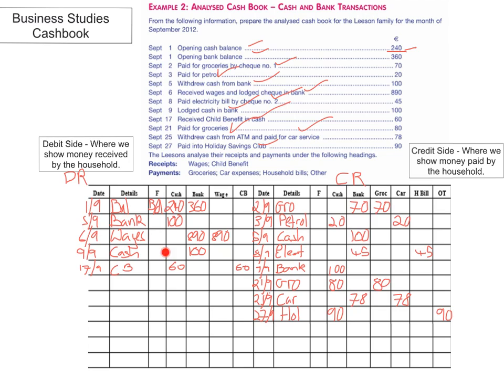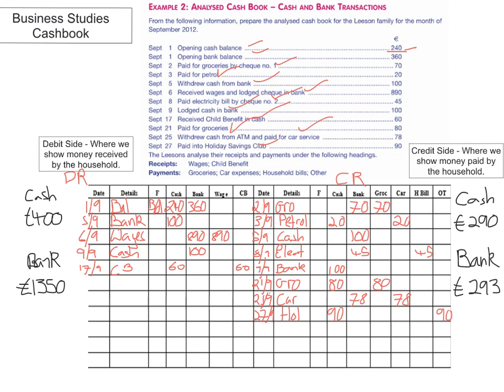Now we've got all our information put into our debit and our credit side. The next bit is easy, okay? All we have to do is add up all our cash on our debit side and all our bank on our debit side. Then we add up all our cash on our credit side and all our bank on our credit side, okay? And once you put the credit side figures over here, the debit side figures over here. Okay, so I've added up all the cash for the debit side and I got 400. I added up all the bank for the debit side and I got 1,350. So then I come over to my credit side, and for my cash on the credit side I had 290, and for bank I had 293.